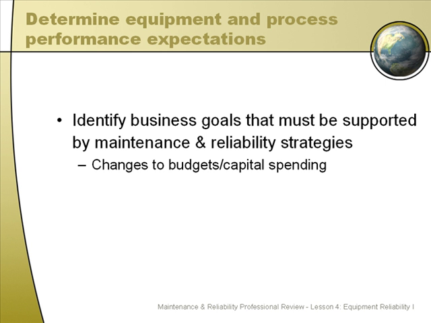Another issue to keep in mind while identifying business goals that must be supported by your strategies are changes in budgets and capital spending. Depending on economic conditions, companies change their budgets and they change their plans for capital spending to coincide with the economic conditions. So if things are really booming and your company decides to add some more process capacity, your maintenance and reliability strategies should be flexible enough to adjust.